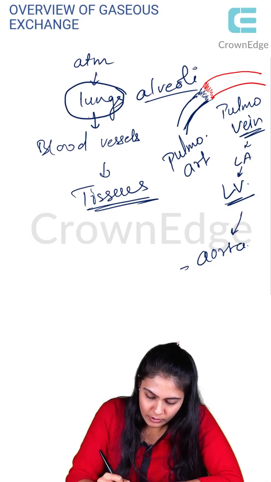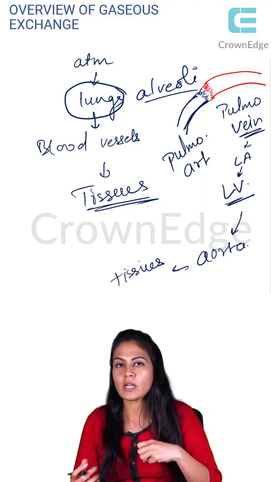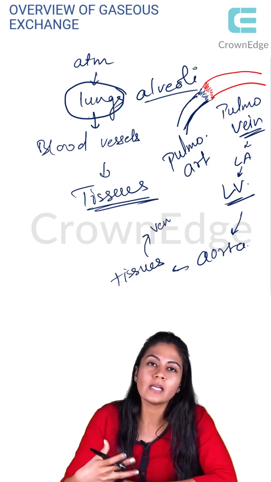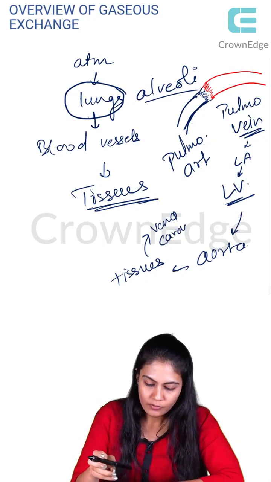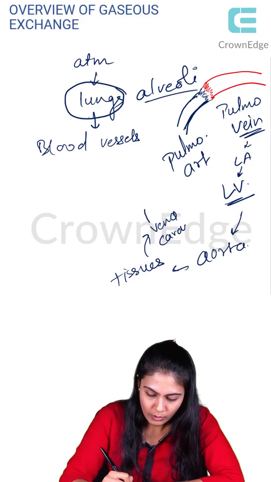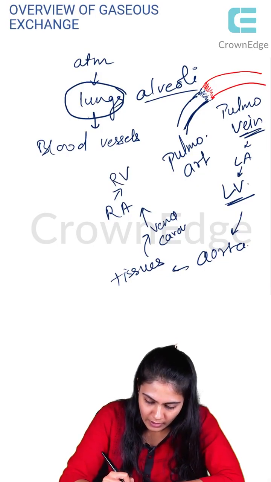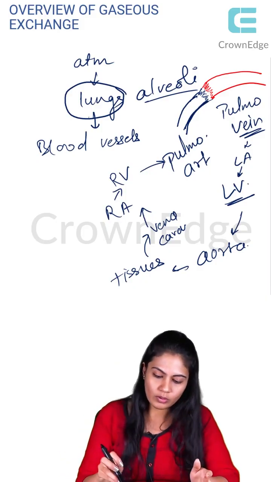It went into the tissues, and from the tissues the exchange will occur again. Tissue will take up the oxygen and remove the carbon dioxide. Again from the tissues the blood will come into the veins, and the veins collectively form the vena cava later on. So it came to the vena cava, superior and inferior, and that will go into the right atrium, then into the right ventricle, and again this will go into the pulmonary artery. So the circuit will go on and on continuously.